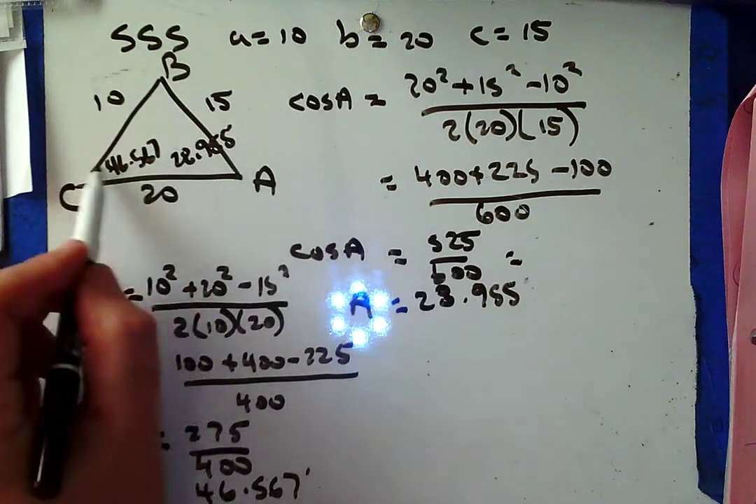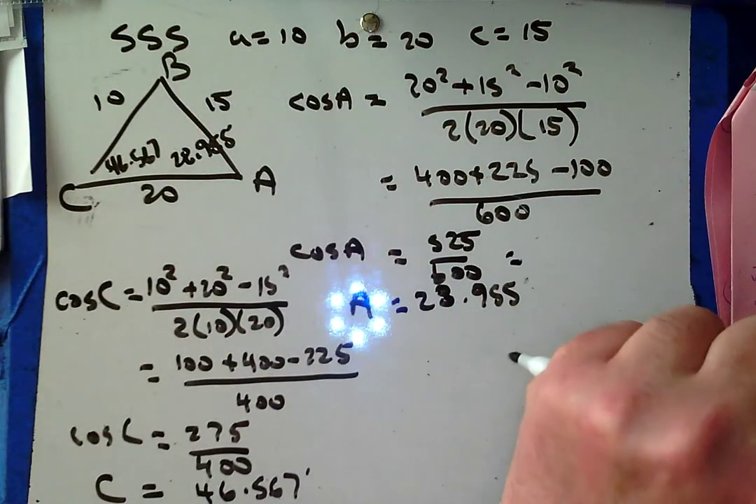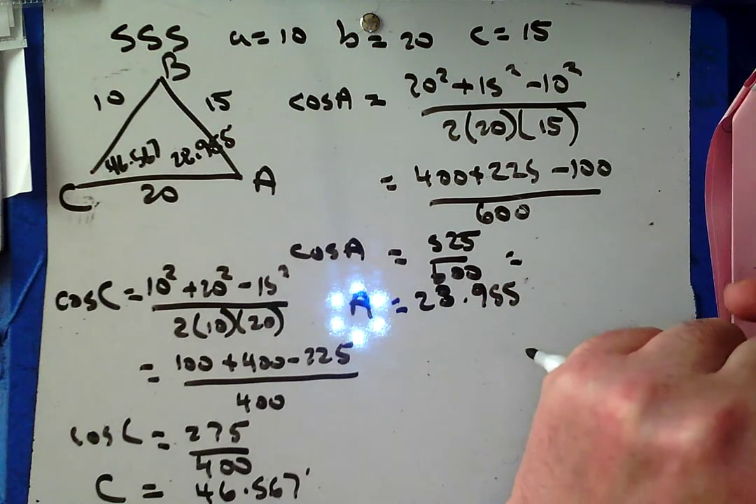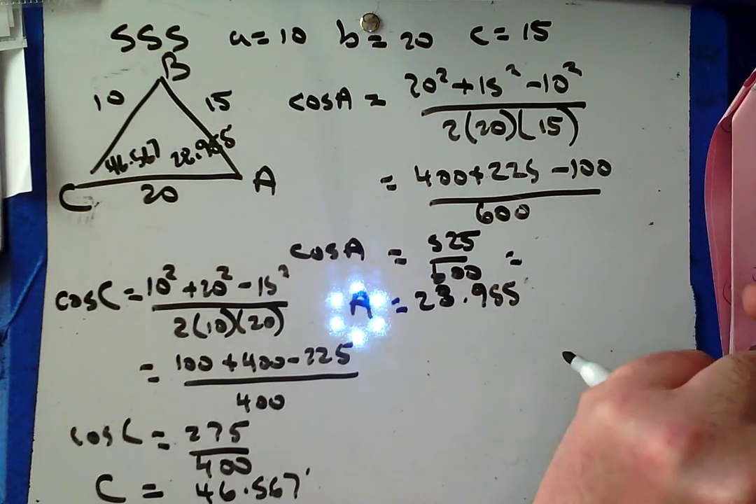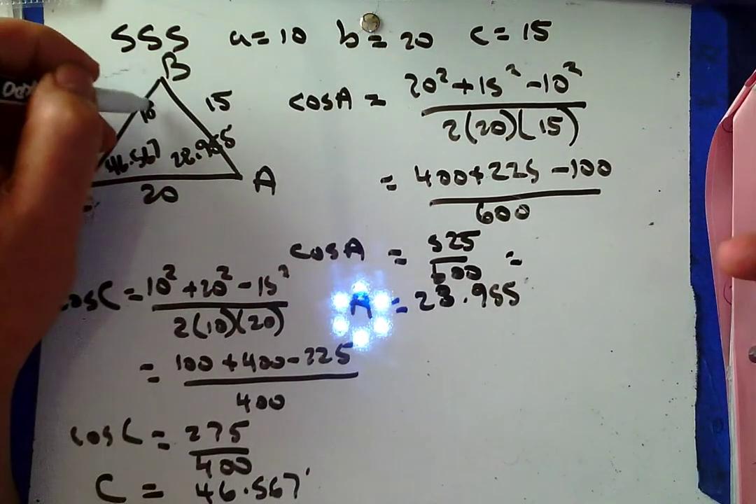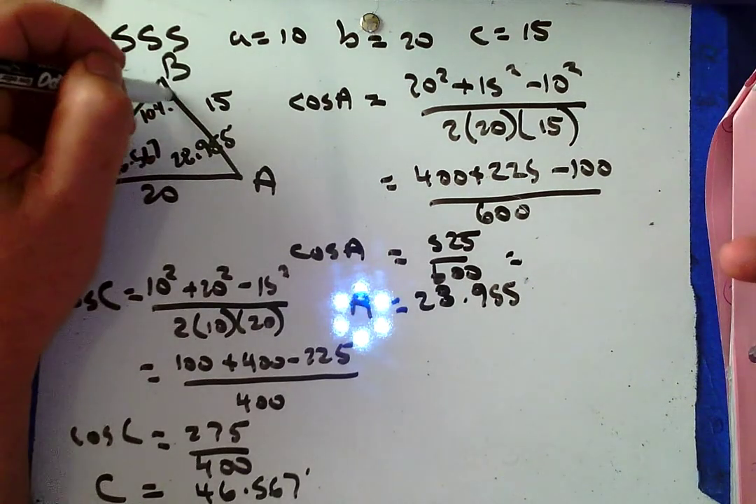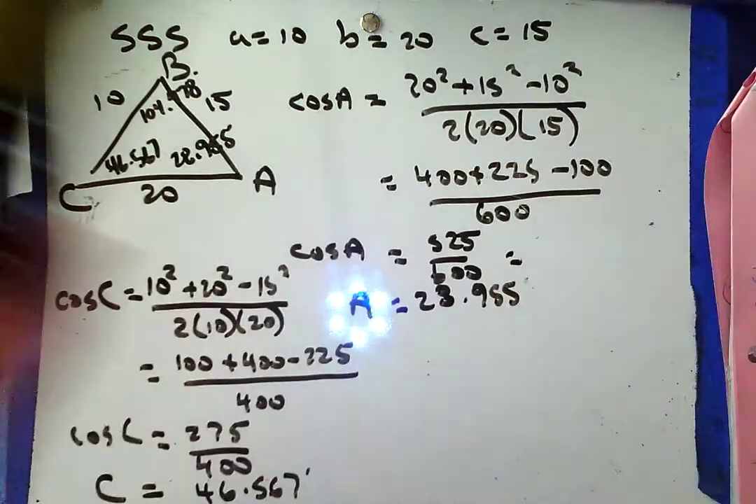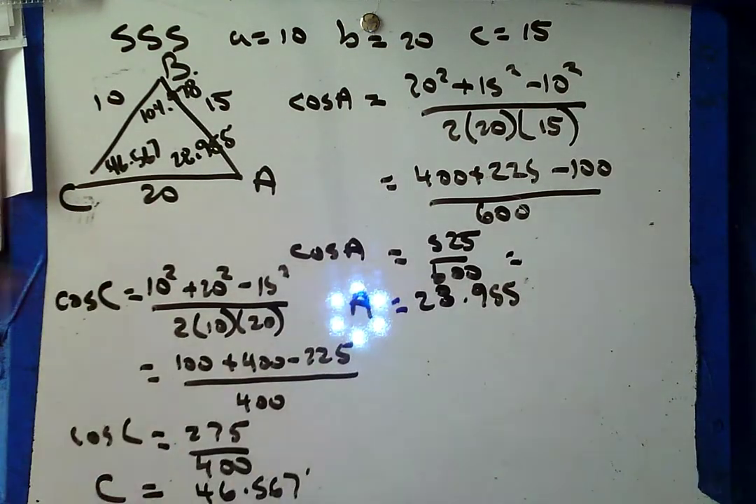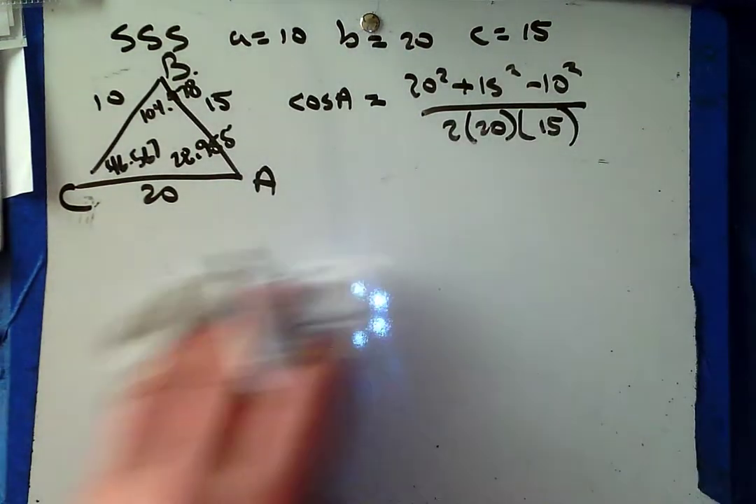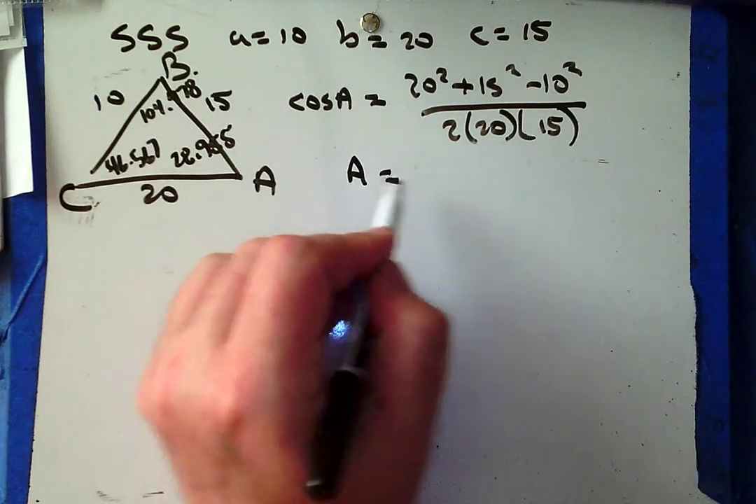46.567. And if I subtract these two angles from 180, 180 minus the angle I just found, minus the 28.955 that I found earlier, I end up with 104.478 degrees. Okay? So those are the actual answers. So now let's try some experimenting. Now that we know the actual answers, we're going to have to always use law of cosines at least once.